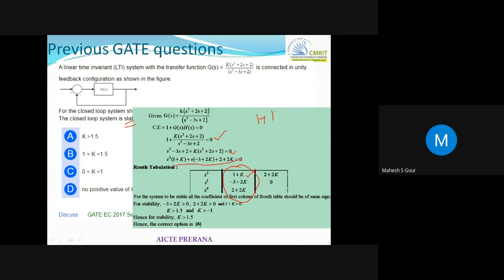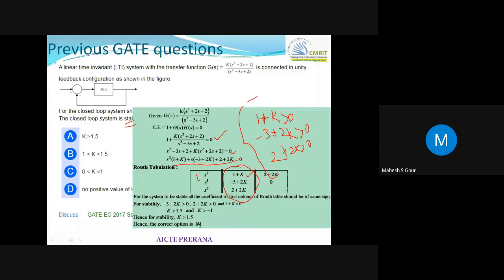So what is the first condition? 1 plus k must be greater than 0. What is the second condition? Minus 3 plus 2k must be greater than 0. And the third condition, 2 plus 2k must be greater than 0. Right? So what should be the value of k which will satisfy all three equations?